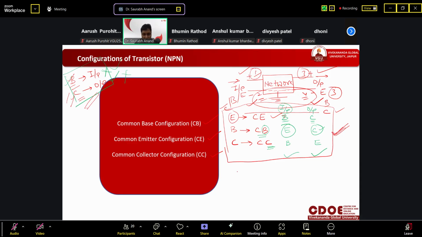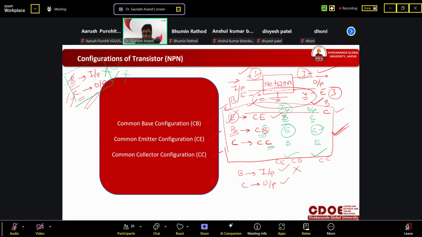So what will happen? Base will be input, I am writing here, and collector will be output. So in case of common emitter, both will be satisfied. Base will be input, collector will be output because emitter is common. In case of common base, that is CB, I am writing CB, CC and CE, right?